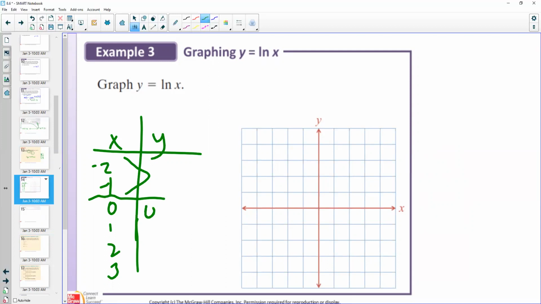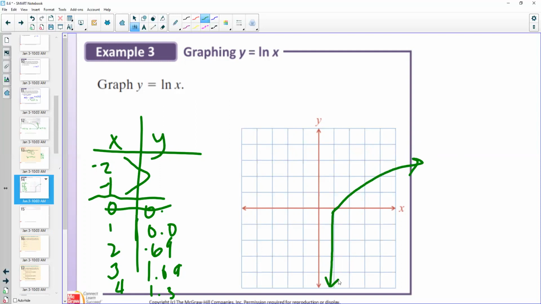So what you're going to find is this is 0. Sorry, I'm not going to do 0 either. I'm going to do 1. At 1, it's 0. At 2, it's 0.69. At 3, it's 1.09. At 4, it's 1.3 something. I can't read my own writing. Okay, so what happens here is it's sort of that curve. It's the inverse of what we had before. It's shifted 90 degrees. Okay. All right.